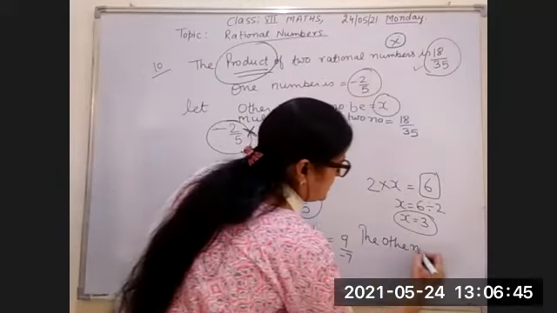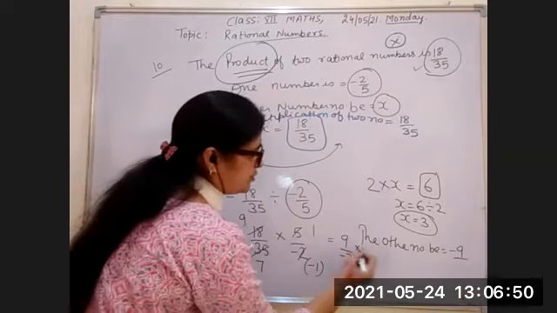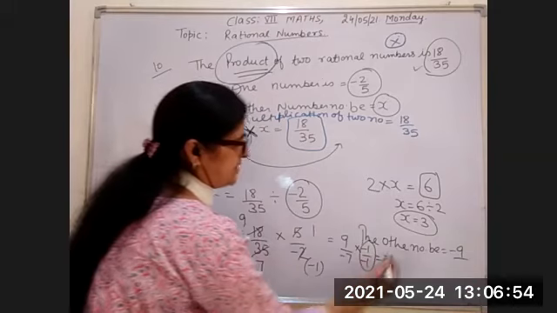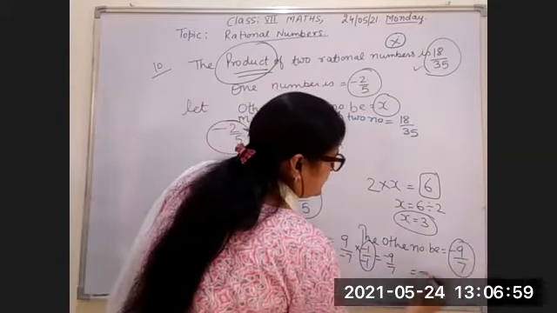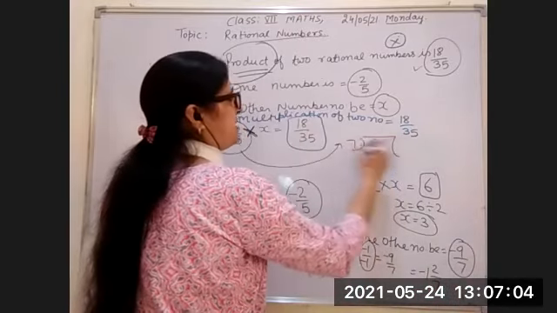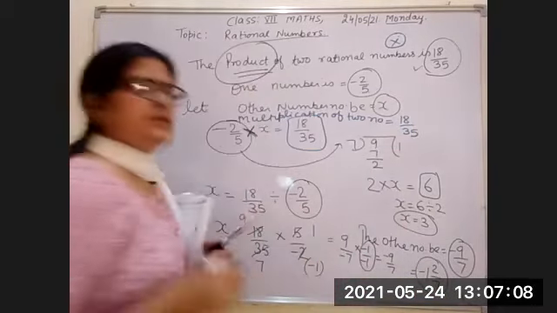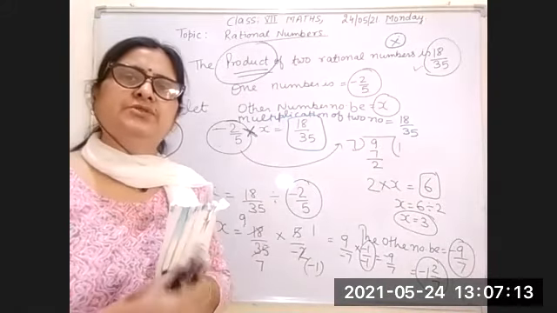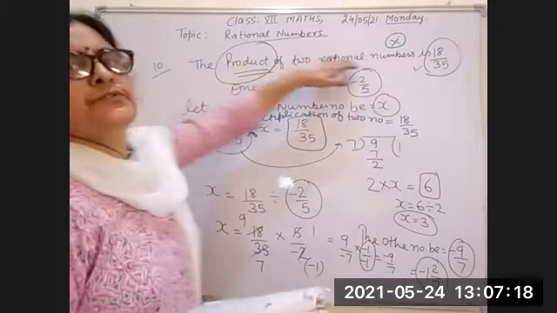So the other number is 9 upon minus 7. You can put the minus on the numerator by multiplying with minus 1 and minus 1, so minus 9 upon 7. You will change it into a mixed fraction: when you divide 9 by 7, 7 ones are 7, you will get the result minus 1 2/7.